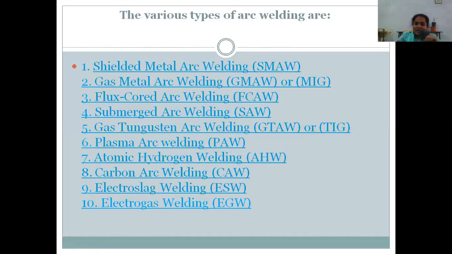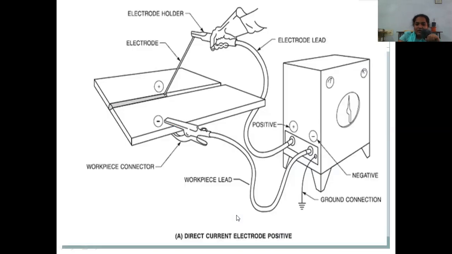So these are the various types of arc welding we have: shielded metal arc welding, gas metal arc welding, flux core arc welding, submerged arc welding, gas tungsten arc welding, plasma arc welding, atomic hydrogen welding, carbon arc welding, extrude welding, and electro gas welding. So these are the parts. This is a clear idea of our direct current electrode positive.